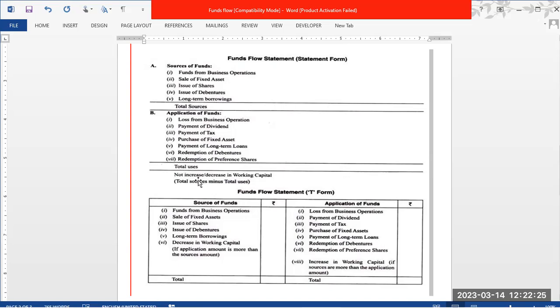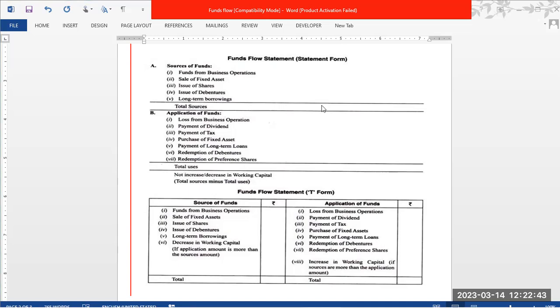Then net increase or decrease in working capital. Remember, we had some of the rules that guide us on this. So net increase or decrease in working capital is total sources minus total use.